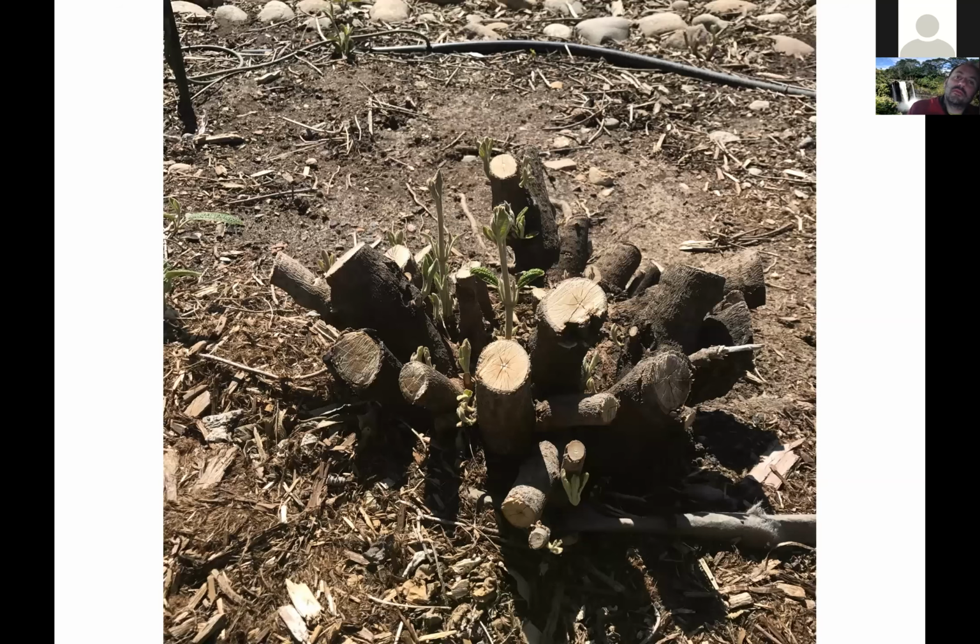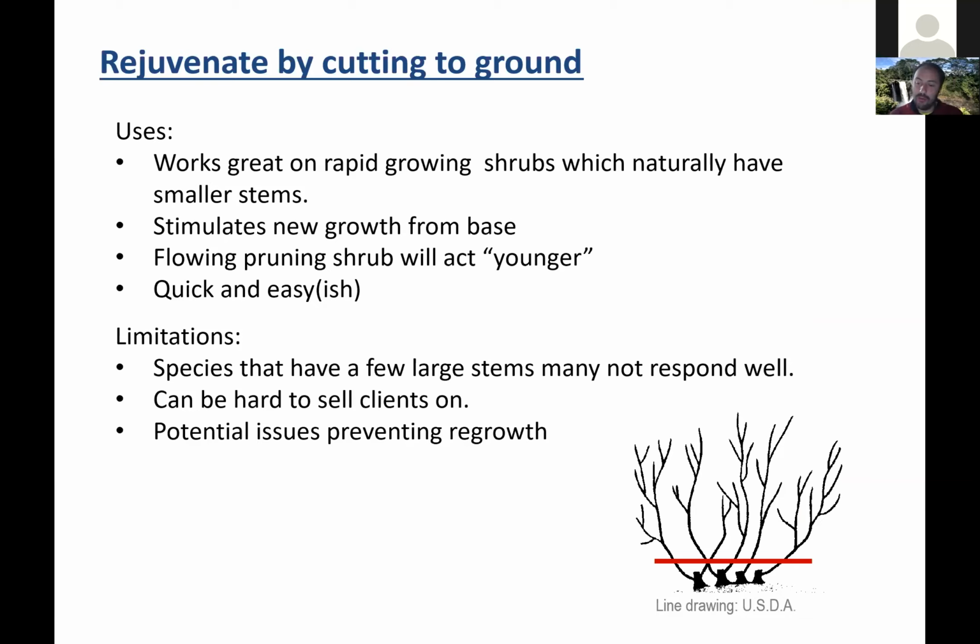Rejuvenation works really well on fast-growing shrubs that have a lot of little branches at the ground level. If renewal pruning is like pressing the pause button, rejuvenation pruning is like pressing the reset button. It'll take an overgrown shrub and make it look and act younger again. It's quick and pretty easy. There's nobody that can't be trained to do rejuvenation, right? It's just cutting the shrub back to the ground. You can have anyone do it. It's not hard.